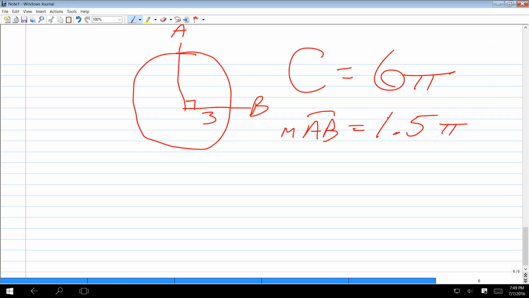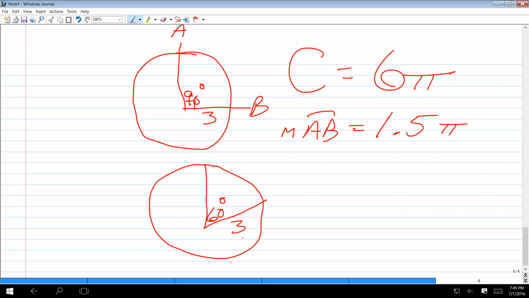Okay. Well, what if I drew a circle like this? And that's 60 degrees instead of 90. In other words, this is 90 degrees. And this one has a radius of 3. What's the length of AB now?